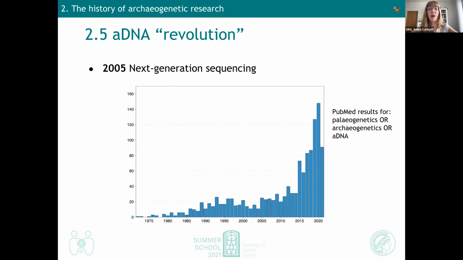And of course, the bar for 2021 is still in progress. So I'm sure it'll be another peak probably. But yeah, the field has a history, but it's still relatively new, and there's new technology coming out all the time. So it's really quite exciting.